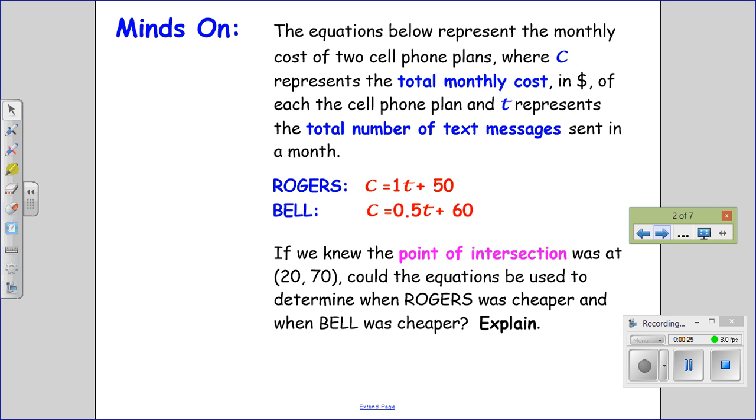Rogers, the equation that represents Rogers' cost, is C equals 1T plus 50, and Bell is C equals 0.5T plus 60. If we knew the point of intersection was at (20, 70), could the equations be used to determine when Rogers was cheaper and when Bell was cheaper? Explain. Pause the video and think about the information that each of those equations gives you before you move on to hear the answer.